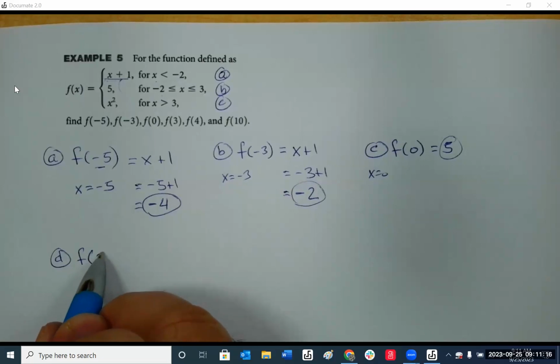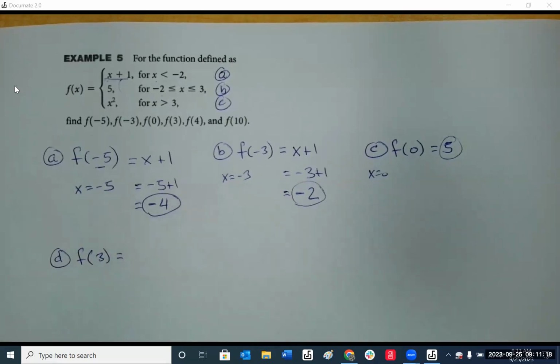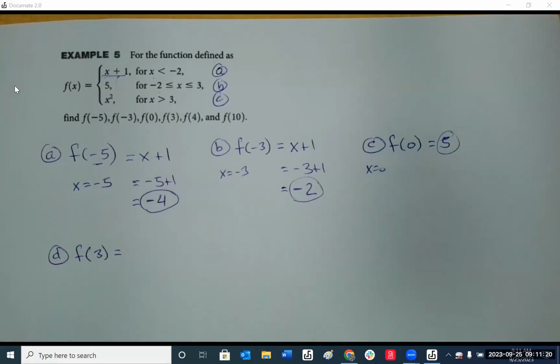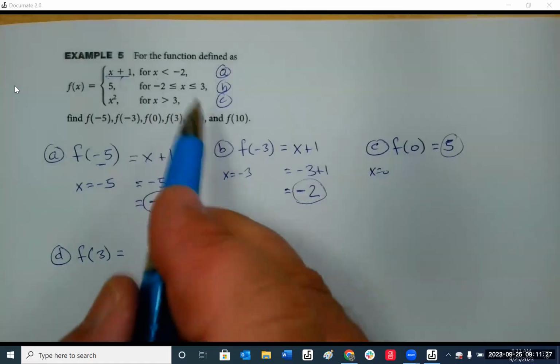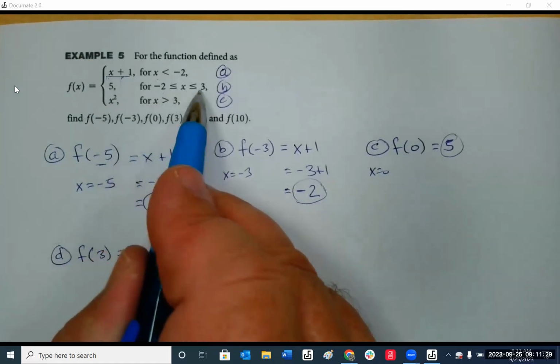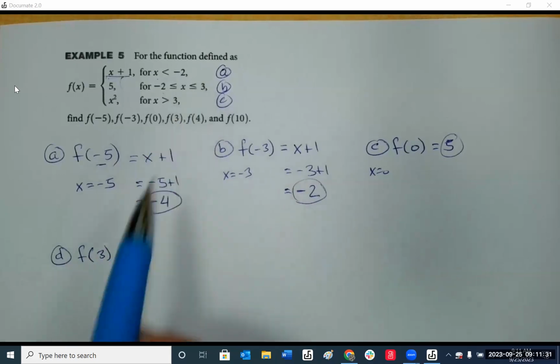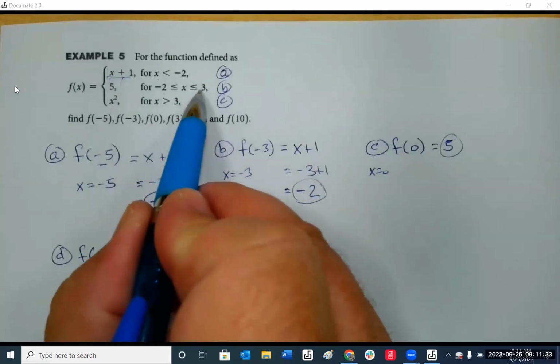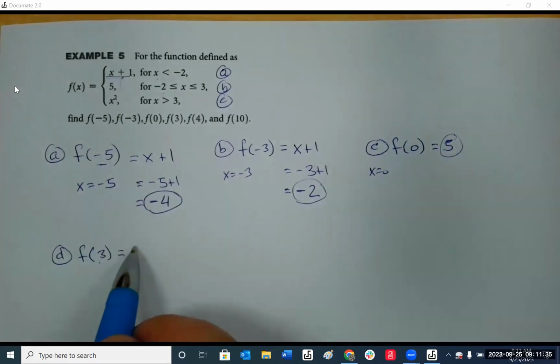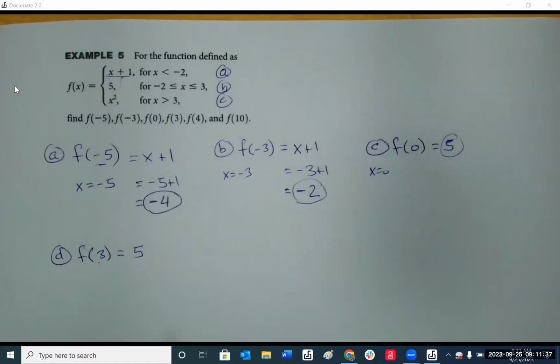At f of 3, which one do we use for f of 3? B, because B goes from -2 to 3 inclusive. So 3 is included here. So it equals 5 also. And that's our answer.